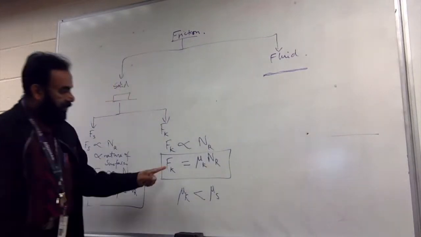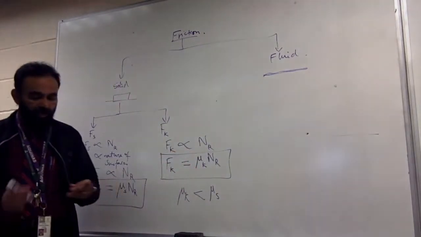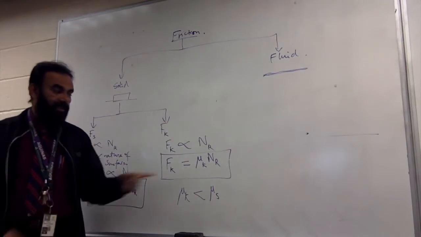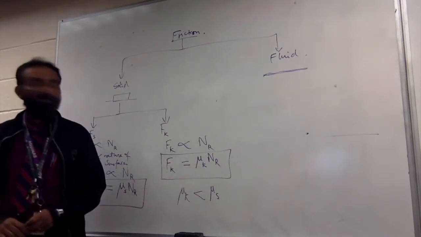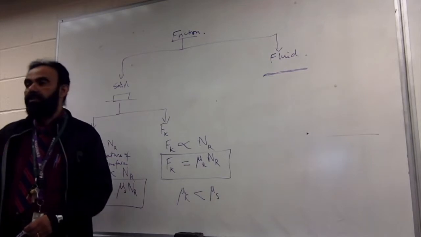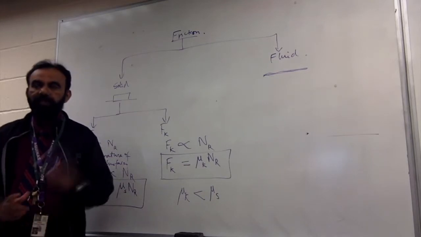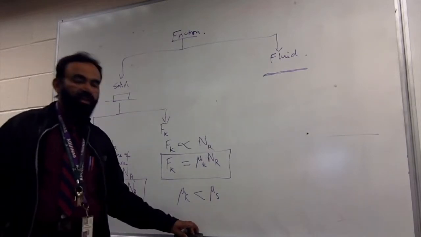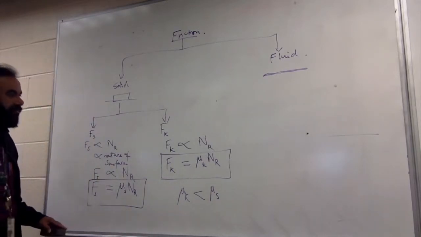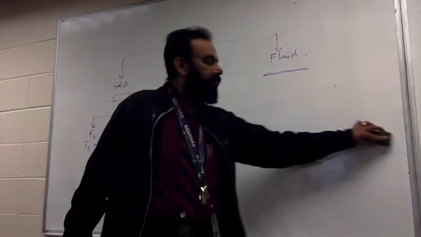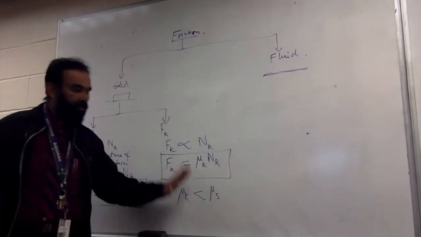So Fk is proportional to normal reaction, and Fk also depends on the nature of surfaces. Fk does not depend on how fast you are moving. You can write it down. Fk does not depend on how fast you're moving. Alright, you learned enough here.